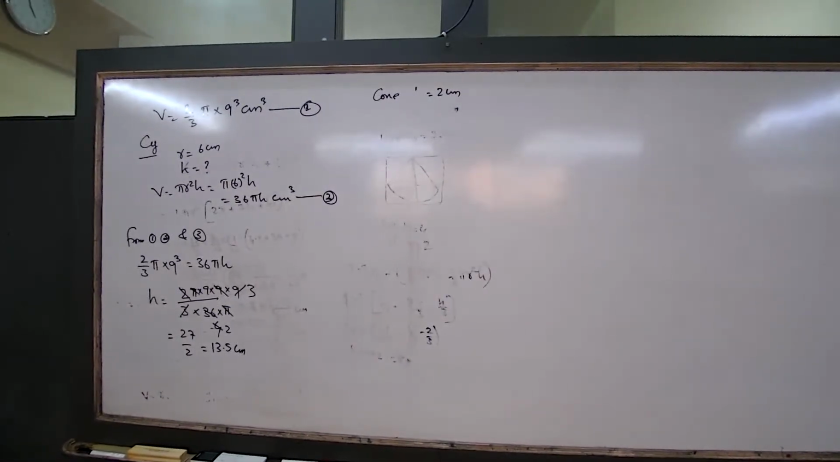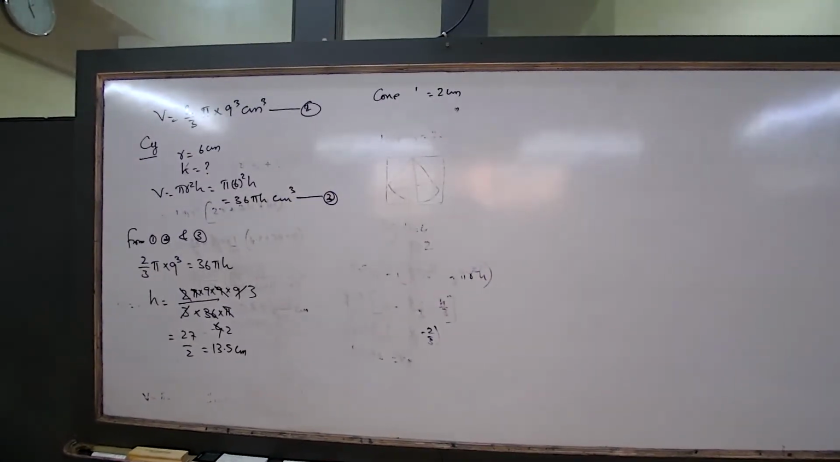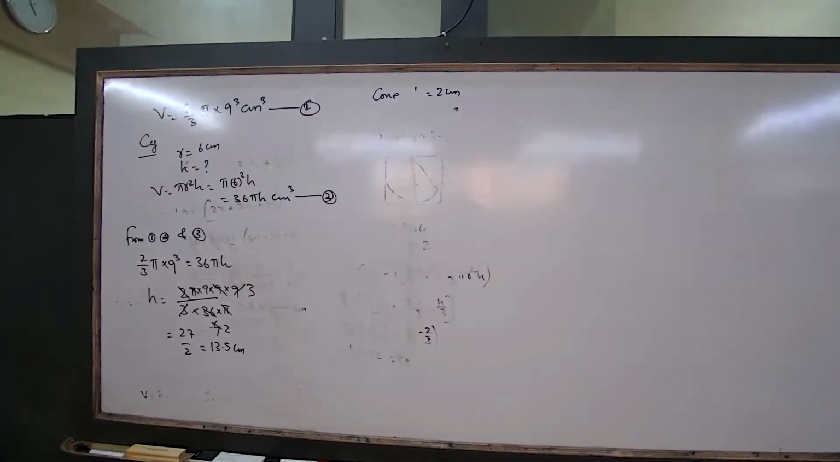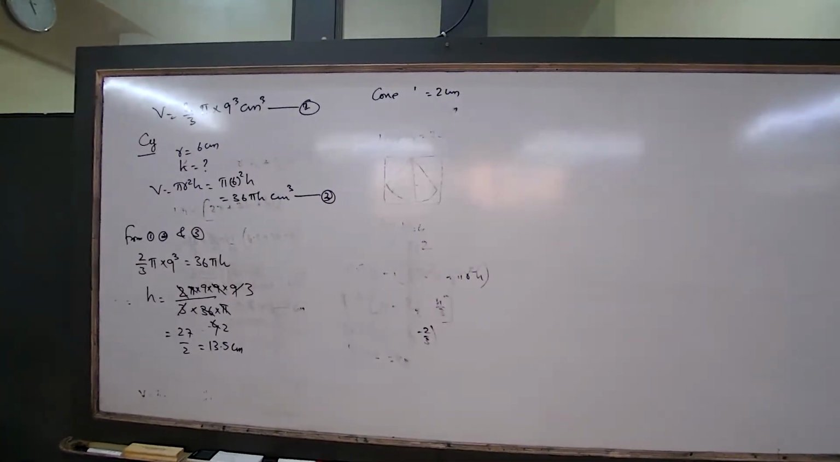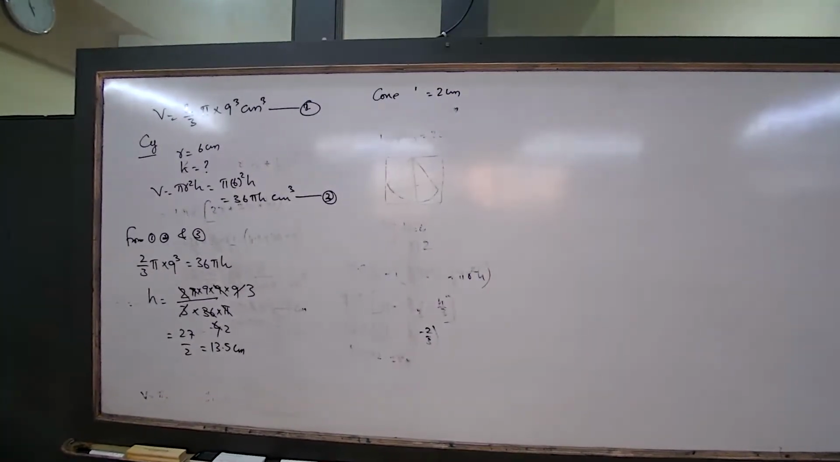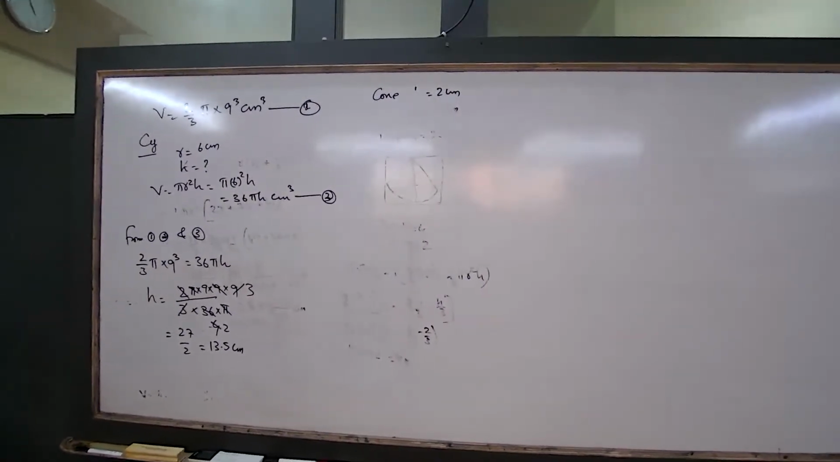A hemispherical tank full of water is emptied by a pipe at the rate of 25 by 7 liters per second. How much time will it take to empty half the volume of the tank if the diameter of the base of the tank is 3 meters? Are you following? There is a hemispherical tank full of water. The diameter of the tank is equal to 3 meters. Its radius is equal to 3 by 2 meters.